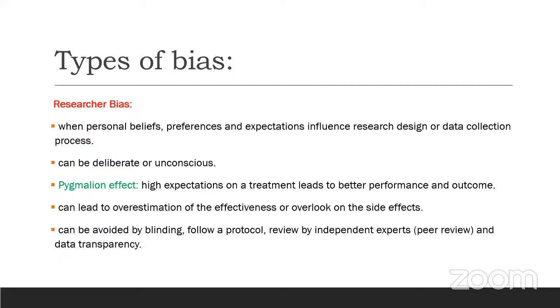The next bias is researcher bias. This happens when personal beliefs, preferences, and expectations influence the research design or data collection process. It can be deliberate or unconscious. The Pygmalion effect is when a high expectation of a treatment leads to better performance and outcome. It can lead to overestimation of the effectiveness or overlooking of side effects. It can be avoided by blinding, following a protocol, review by independent experts, peer review, and data transparency.